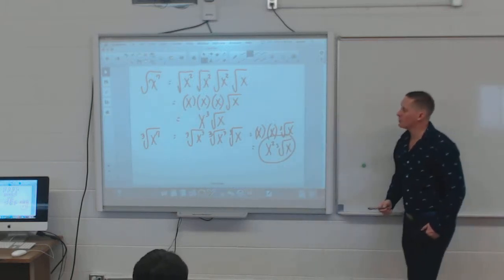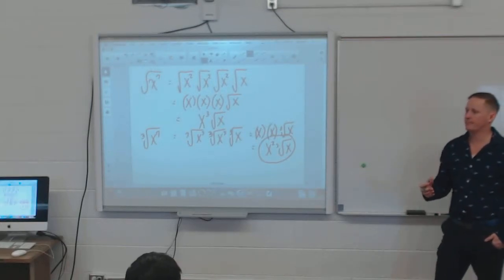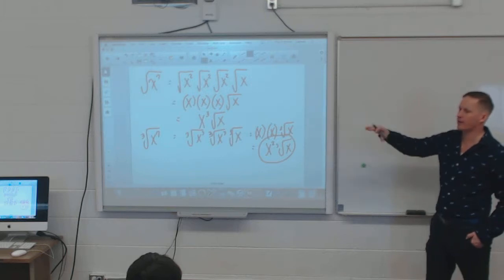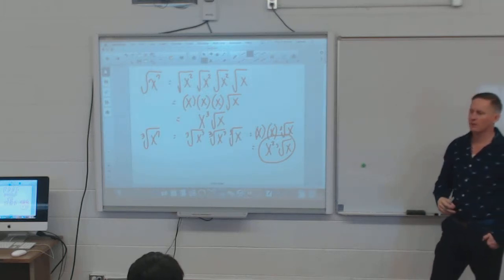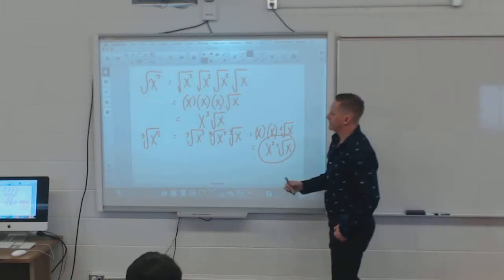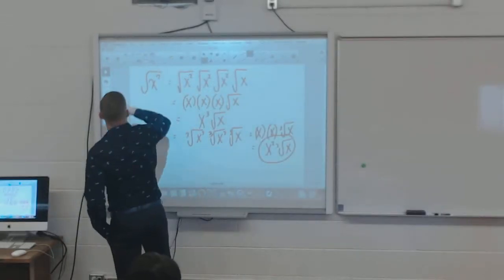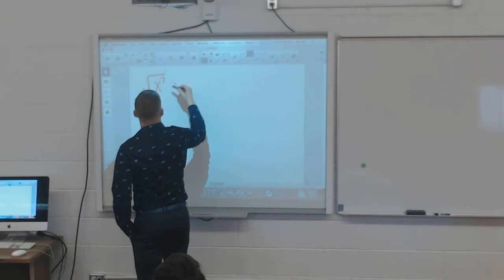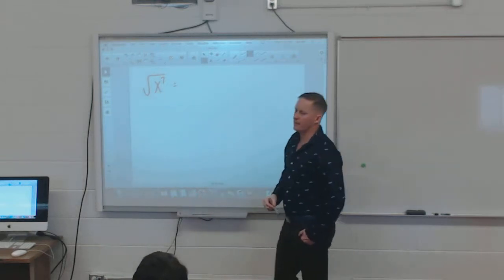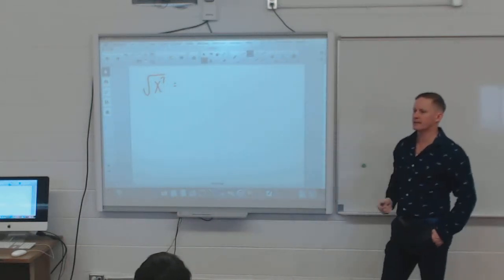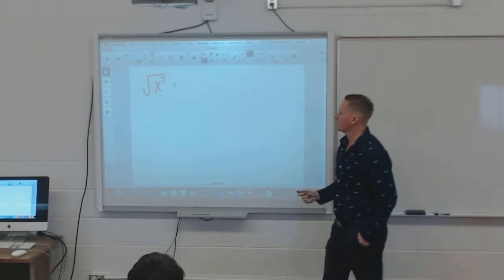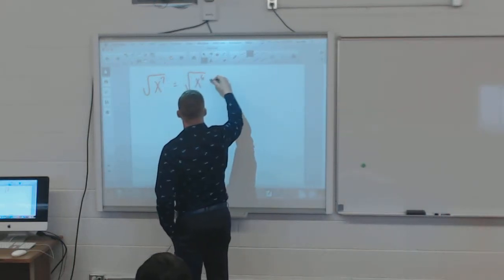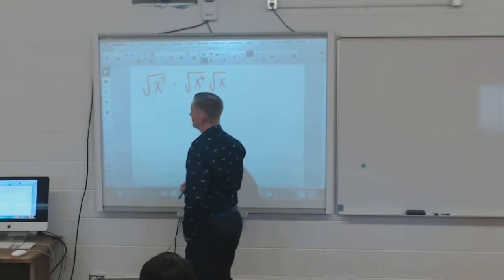Okay? So those are the longer ways of doing it, but most of you will understand this better than what I'm about to show you. And that is this. This is the shorter, easier way to do it. I'll start with this. What is the largest number that 2 goes into that's less than 7? 6. So I'm going to change this to x to the 6 square root x.